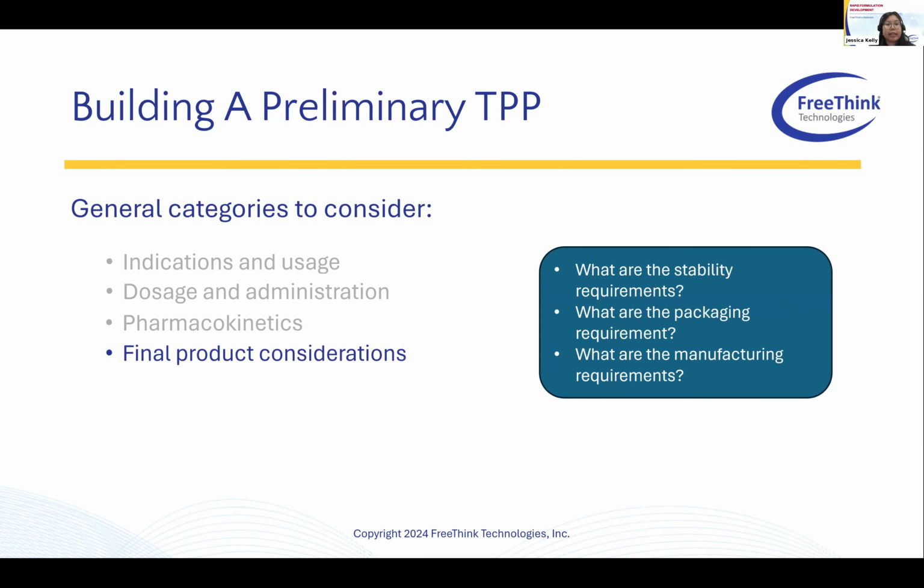And finally, we might consider the final product considerations. So things like, what are the stability requirements? And often stability requirements will differ for each of the climatic zones. What are the packaging requirements? So we can think about packaging with respect to stability, but we may also need to think about packaging in regards to what the patient population is. And finally, are there any requirements for the manufacturing process? So do excipients used in the formulation need to be precedented within pharma? Are new excipients acceptable? Or is there a particular process, equipment, or manufacturing location that needs to be used?